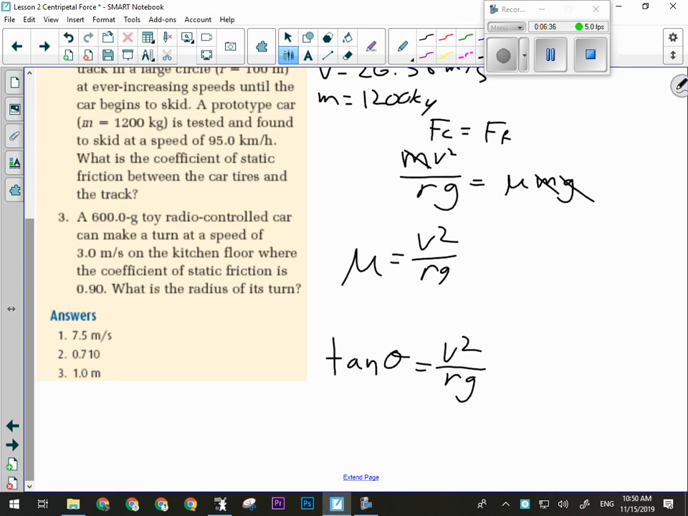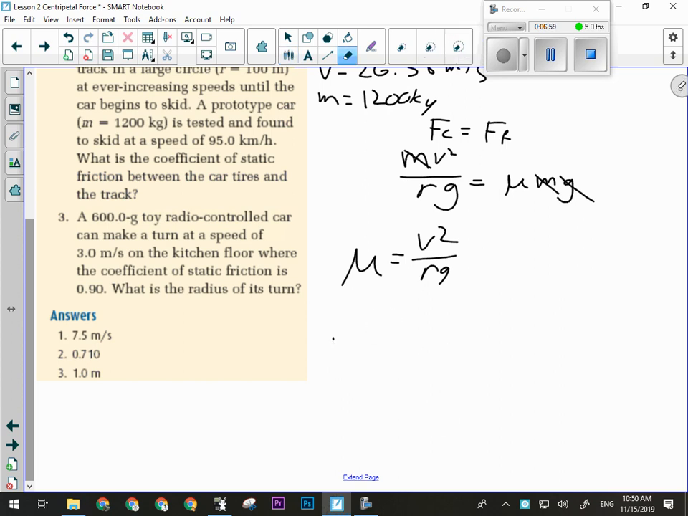Yeah, it's the same formula, because these are both circles. It's just a different thing that's holding it in a circle. For an unbanked circle, friction holds it in. For a banked circle, the angle of bank is what holds it in. That's why the formula comes out to basically the same thing. We're just solving for something else. Instead of friction, we're solving for the angle of bank.